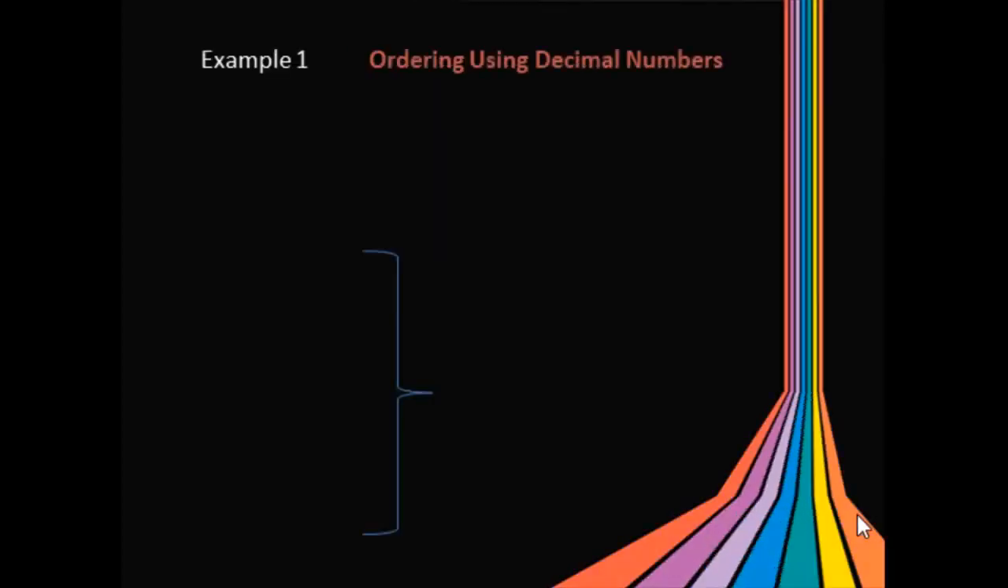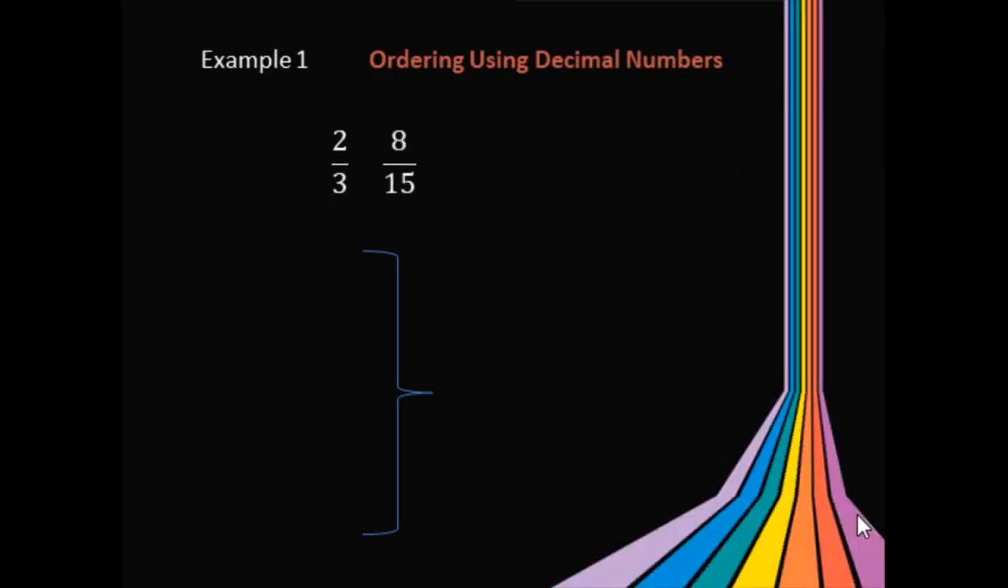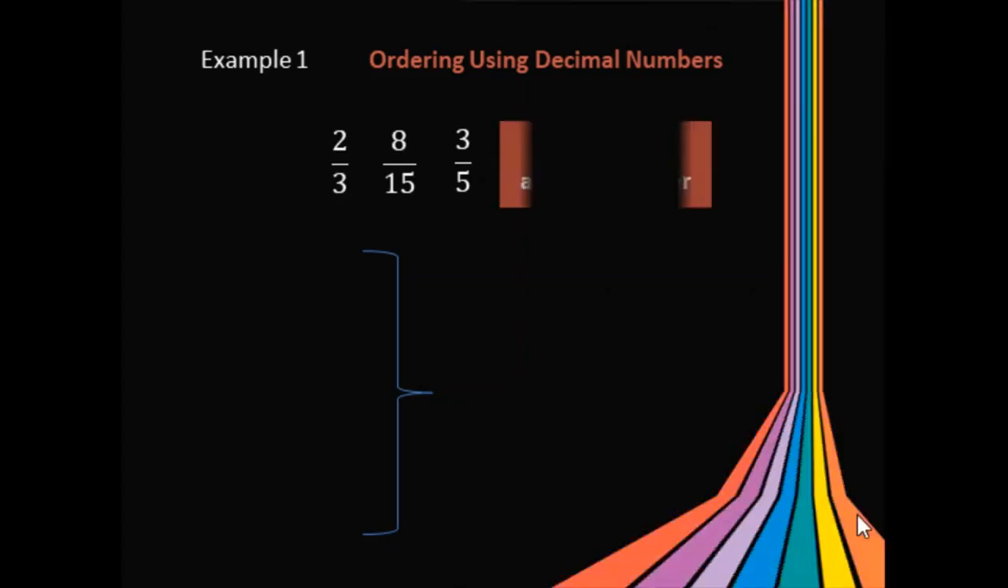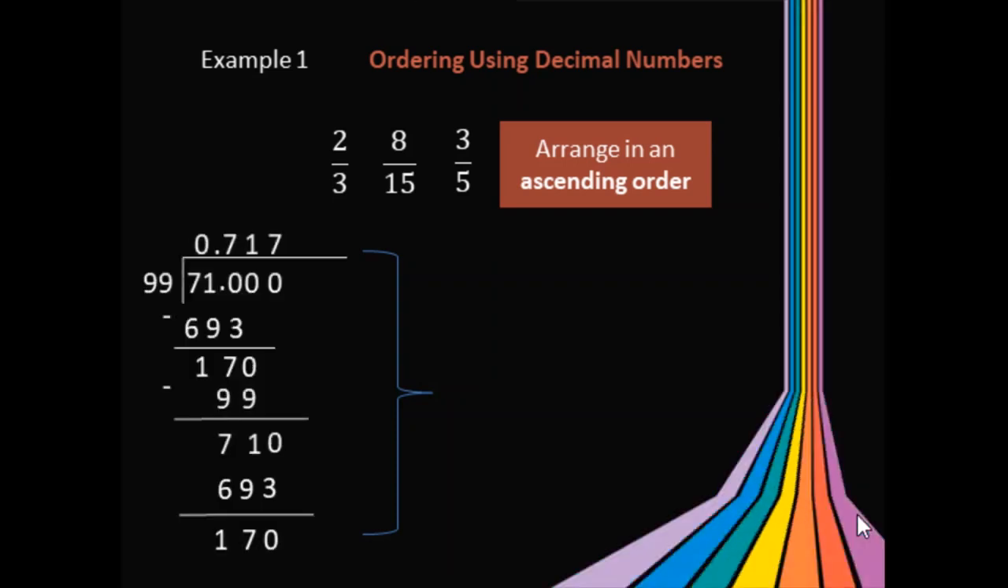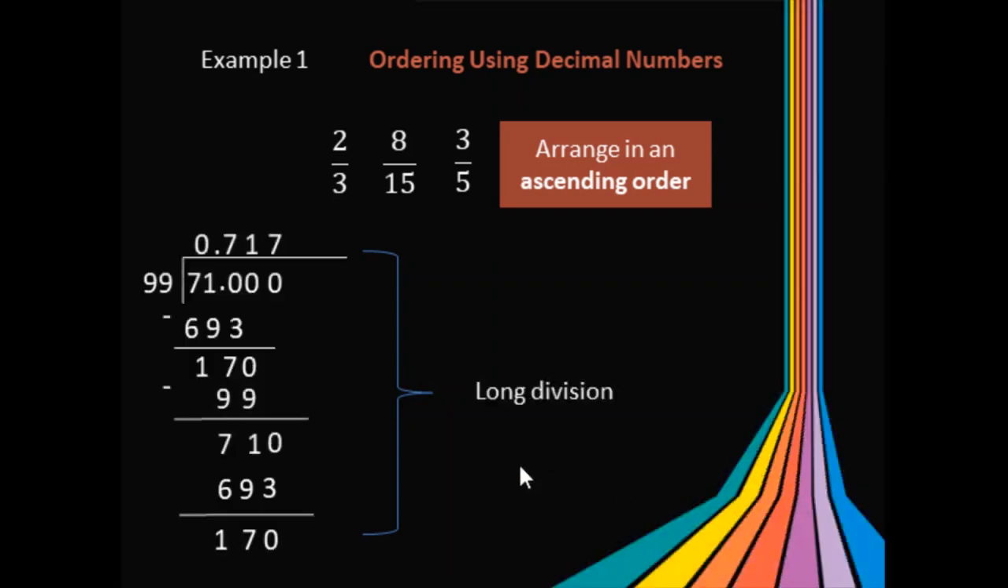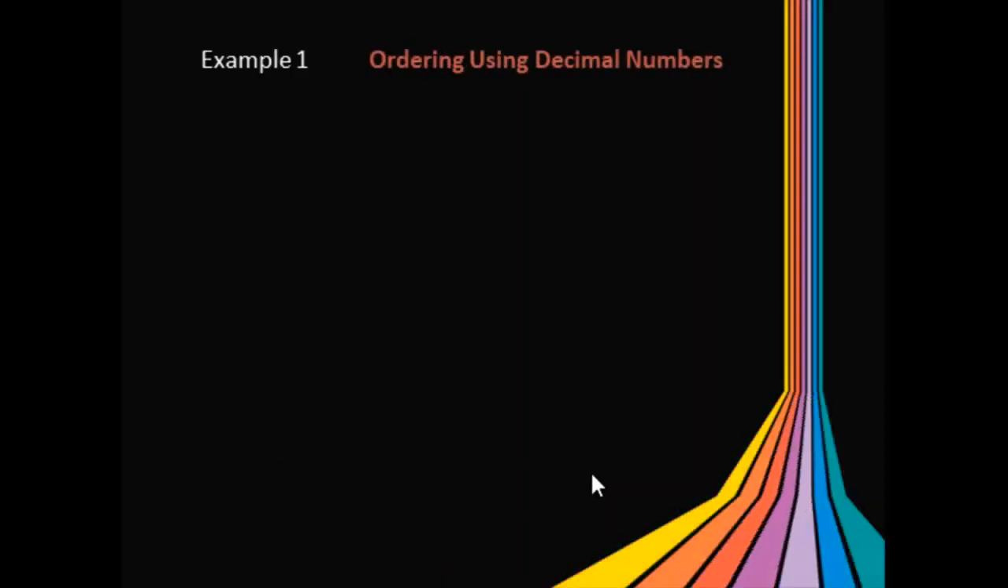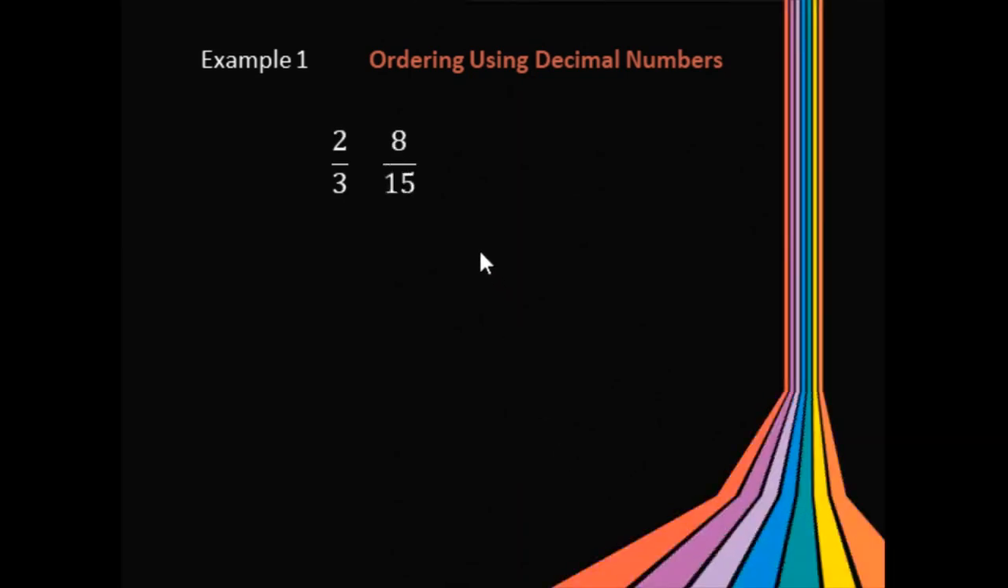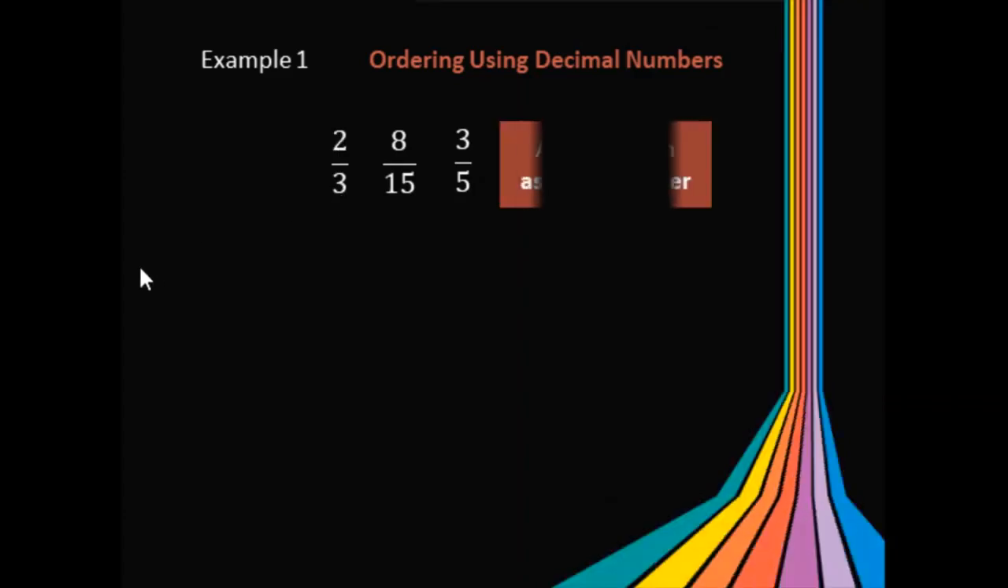Ordering using decimal numbers. We're going to use decimal numbers now as our means of ordering the fractions. When you use long division, it will take a lot of your time. So you can use a calculator at this time to make your calculations easier. Let's change 2/3, 8/15, and 3/5. What is 2/3 in decimal?